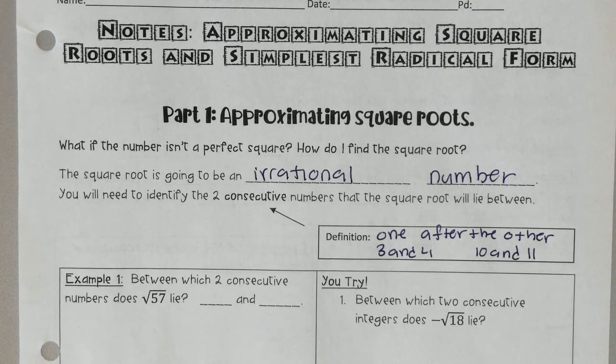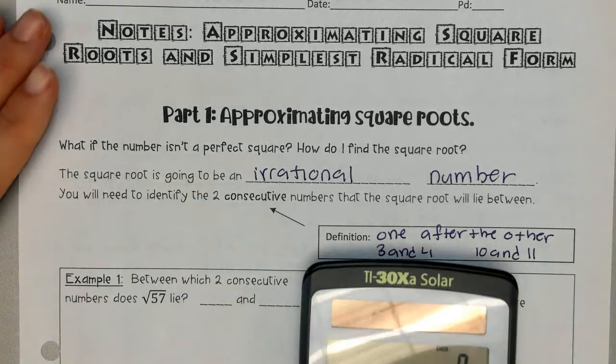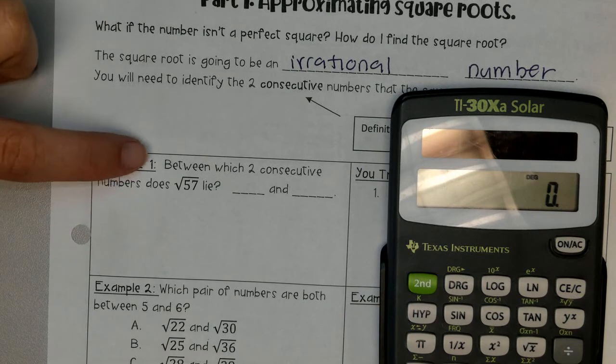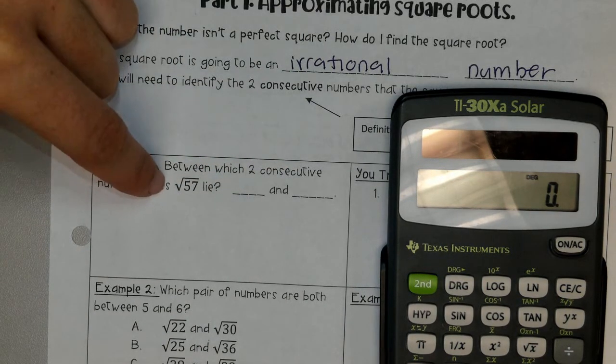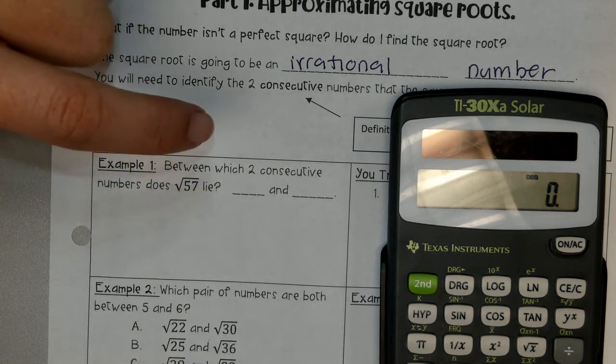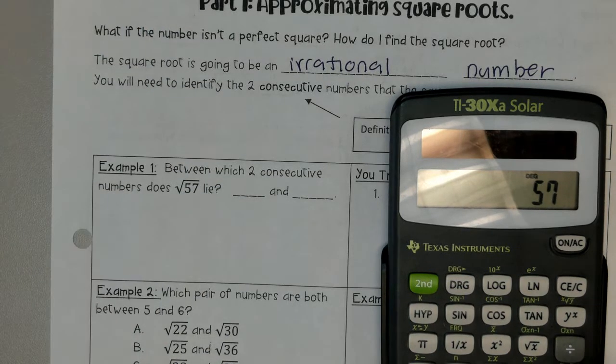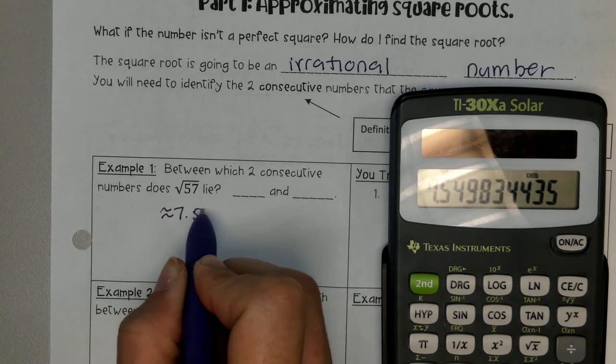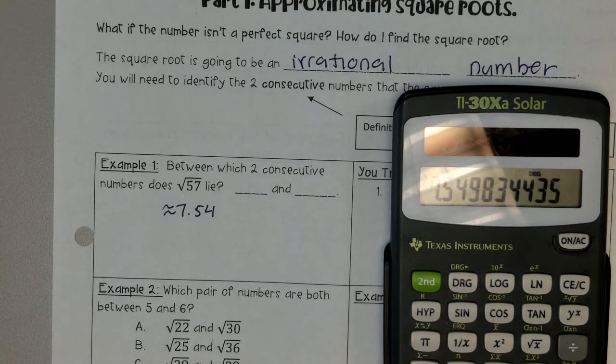Alright, the easiest way to do these problems is just to use your calculator. I will explain the more mathematical way, but you'll always have a calculator, so you may as well know this. If I want to know between which two consecutive numbers the square root of 57 lies, I'm going to do 57 in my calculator, hit the square root button, which is right next to the division sign, and you get 7.549. What two numbers is 7.54 between? 7 and 8. That's our answer.